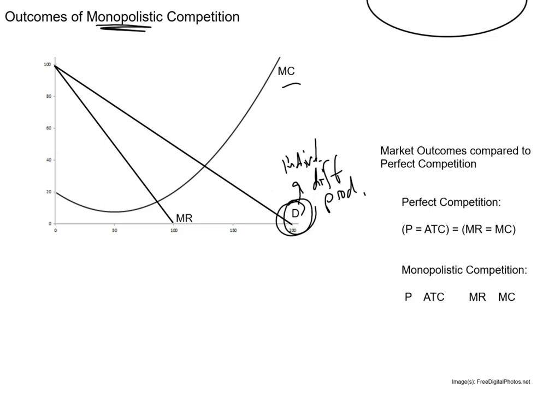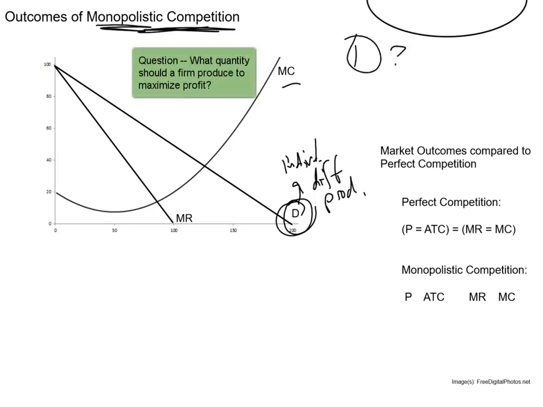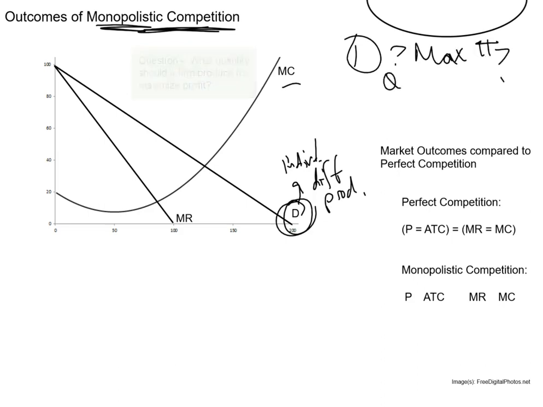So here we go. Number one, most important question: what quantity should a firm produce to maximize profit? Hopefully you've got that drilled into your mind by now. Rationally, if they think about that first unit, this is the revenue, this is the cost, this is the gain from that first unit, and the second unit, and the third unit, and the fourth unit, and their profit's going to keep going up until marginal revenue is equal to marginal cost. That's the way to answer this question, right?